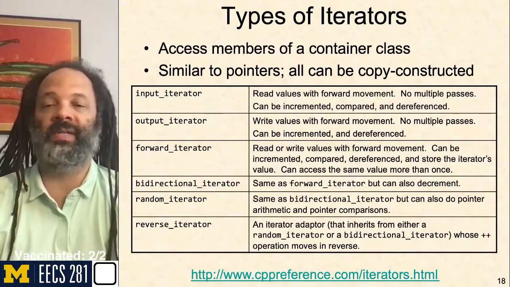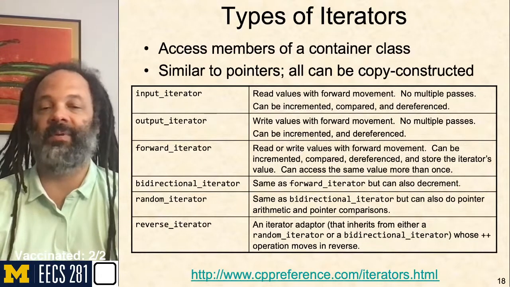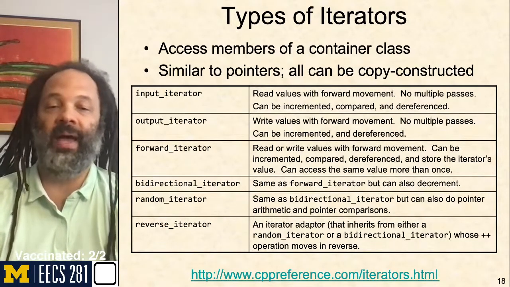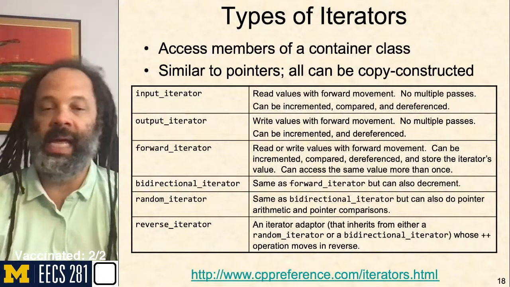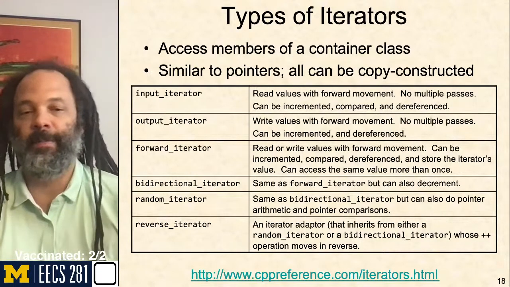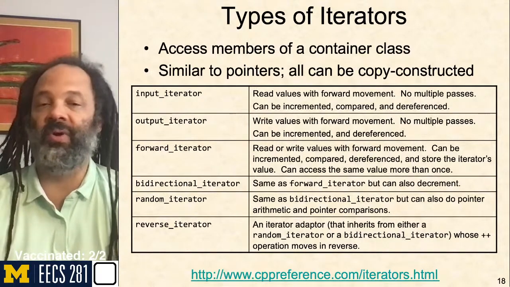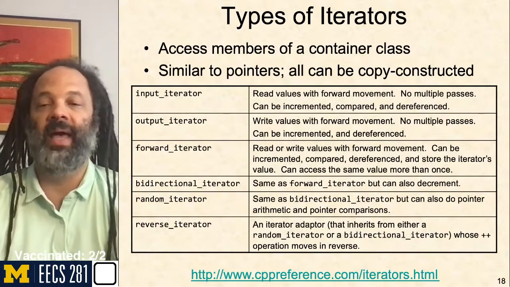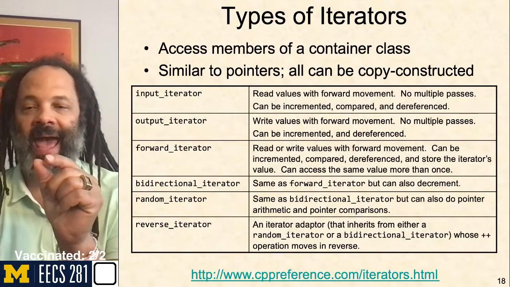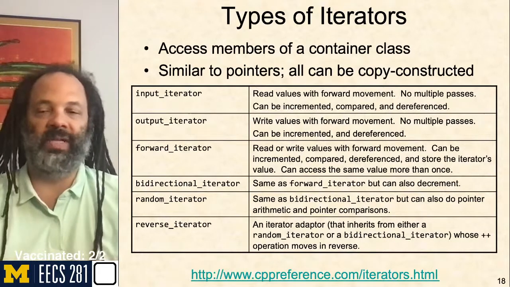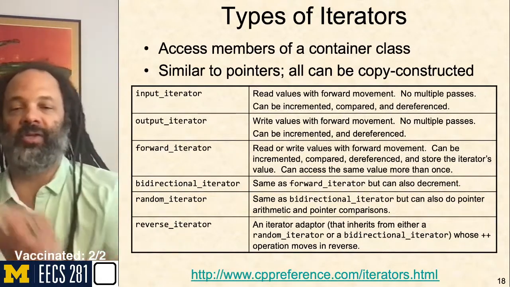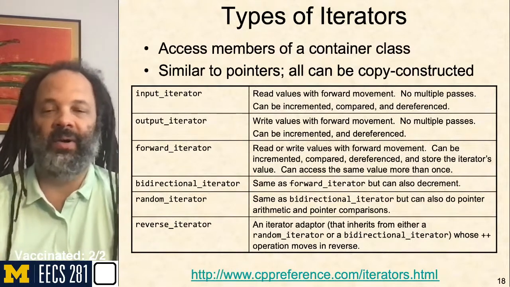A random iterator sounds like the random access that it provides. It's just like a bidirectional iterator in the fact that it can be read, written, incremented, compared, dereferenced, it can be decremented, but you can also do pointer arithmetic with a random iterator. Say, I want to take this thing that I'm looking at with the iterator and then add 7 to that, and I can jump over 7 spaces in a constant time, or I want to subtract 15 from that and jump backwards. So random iterators allow us to do that.